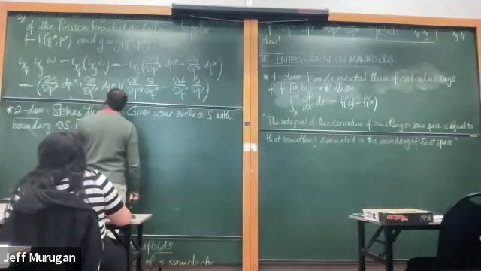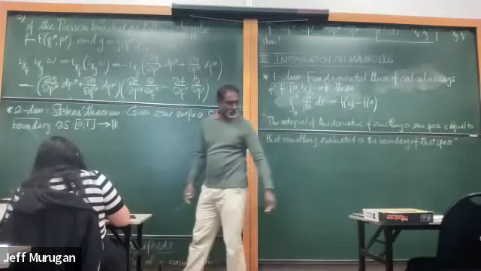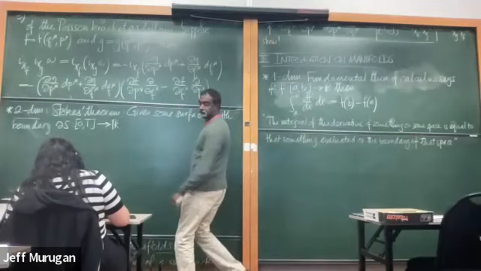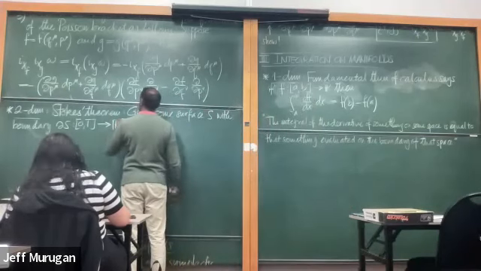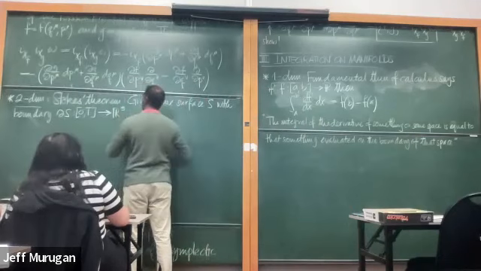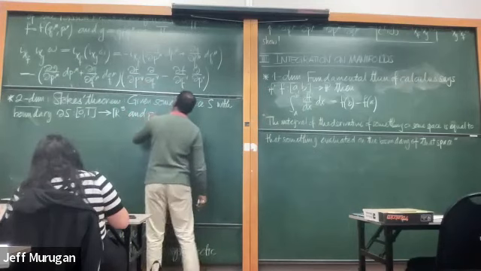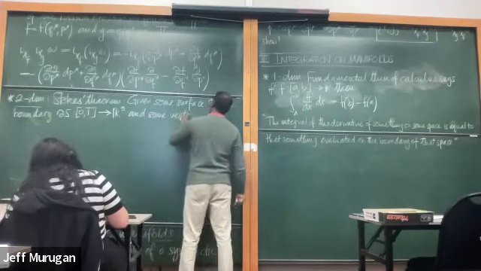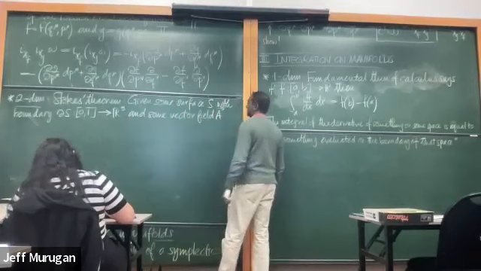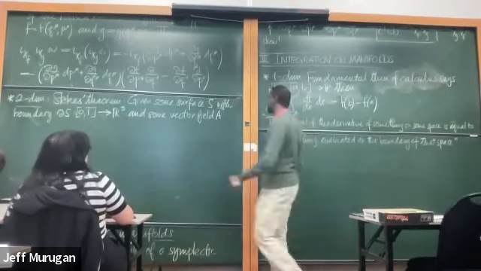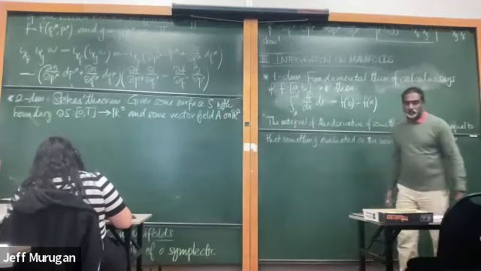So now from the interval of some parameter 0 to t, r maps into the manifold. And the vector field A is defined on R3. Then the following is true.